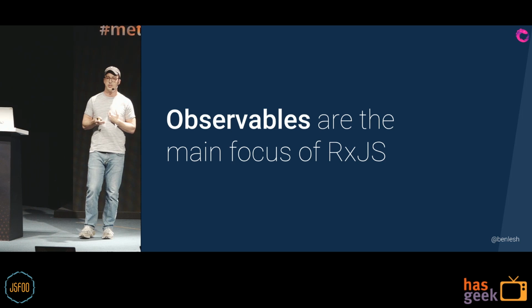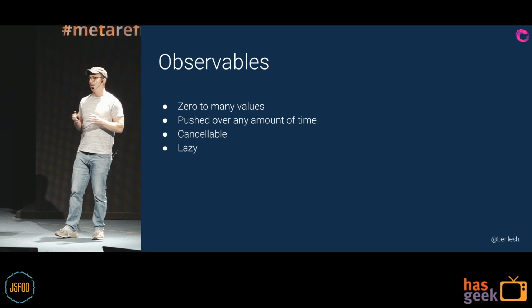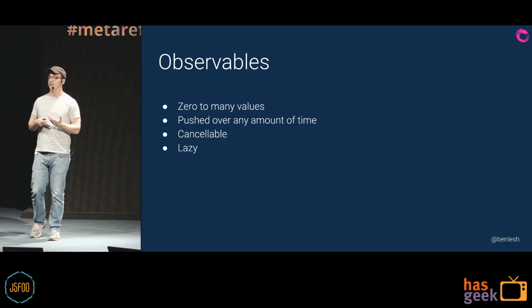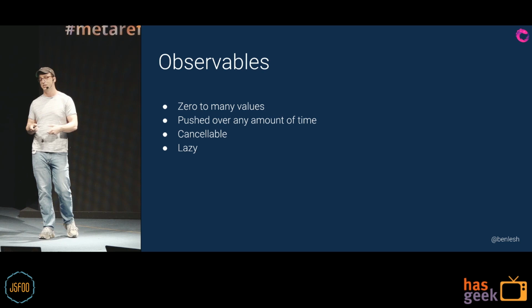Observables are a primitive type, and what they do is they give you zero to many values, and they push those values to you over time. They are cancelable, in that you can tell them to stop sending you values, and they're lazy, meaning they don't do anything until you subscribe to them. They're lazy in the way that a function is lazy: if you have a function, it doesn't do anything until you call it. Observables do not do anything until you subscribe.